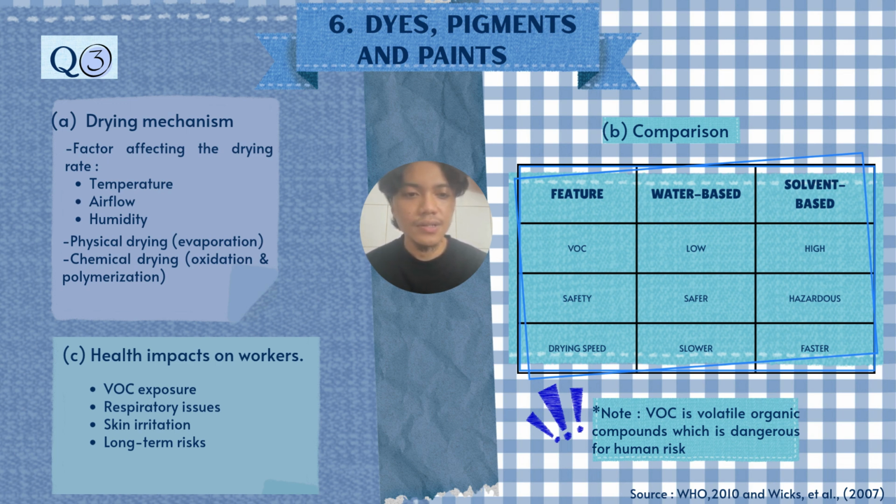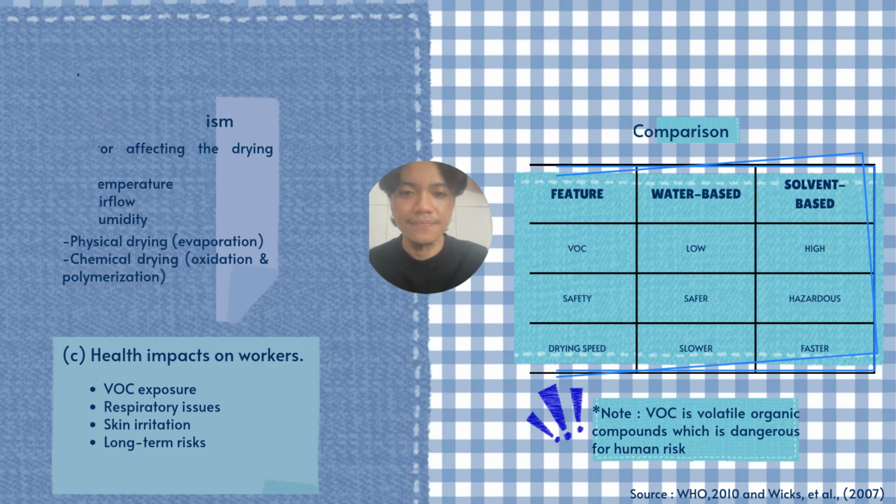To reduce the risk, industries must provide proper ventilation, protective equipment, and follow safety guidelines from organizations like the Occupational Safety and Health Administration or OSHA.